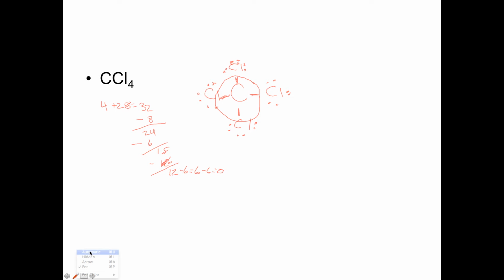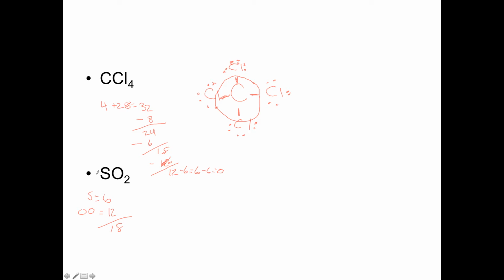All right, I think I have a few more. Let's try SO2. I'm going to count up how many valence electrons. S, that's 6. 2 O's, each one is 6. That gives me a total of 12. Add that together, 18.